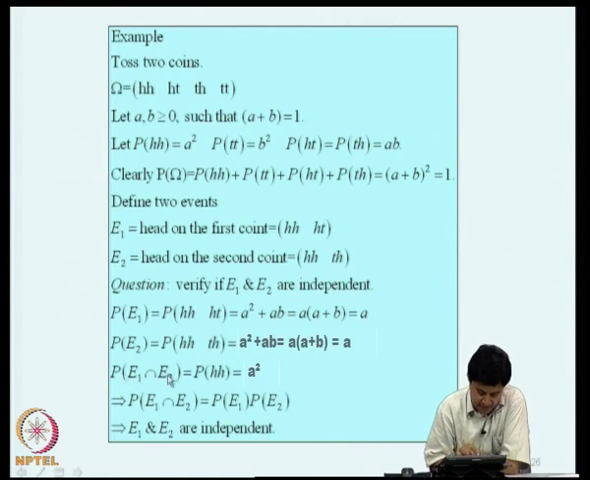What is E1 intersection E2? It is HH. So, what is the probability of HH, which is given to be AB? So, now let us look at the probability of E1 intersection E2, which is AB. Is it equal to the probability of E1 times the probability of E2? Yes, this is A, this is B. Therefore, we reach the conclusion that E1 and E2 are independent.